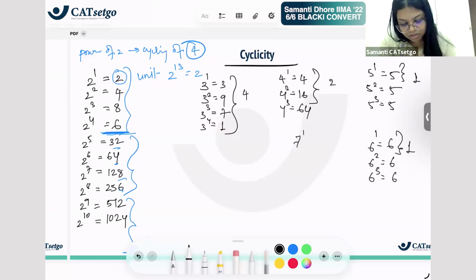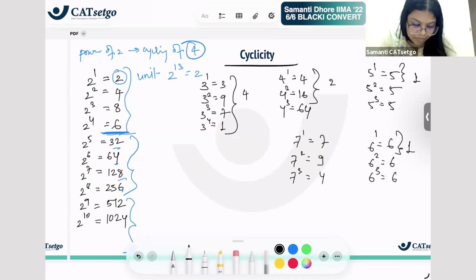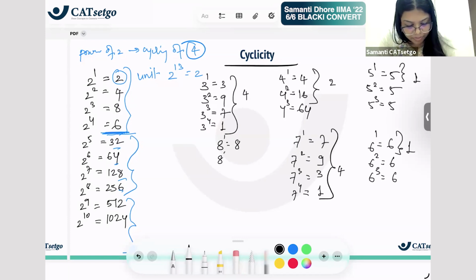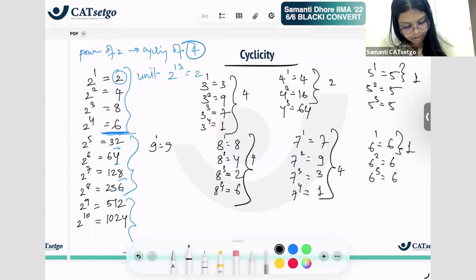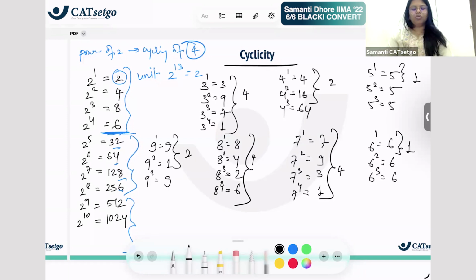Then for 7, I'll do 7. 7 square is 49. 7 cube is 343. 7 raised to 4, what will it be? Again 7 to 1 will come, and this is how it is repeating. So it has a cyclicity of 4. Now I go to 8. What will come in 8 cube? 8 4s are 32. 8 2s are 16. So this repeats. And this also has a cyclicity of 4. And then 9. It has a cyclicity of 2. So this is how it is. Fair? Understood?